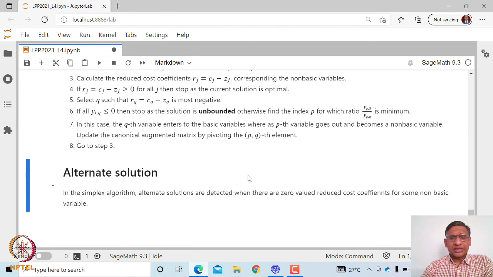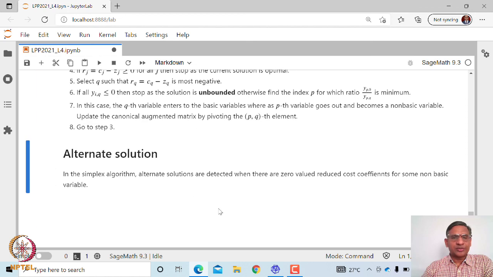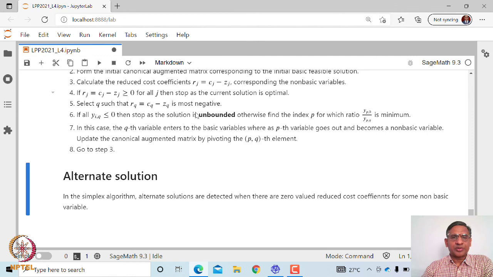Let me also mention that there are other possibilities. We already saw in the case of two variables that there are problems in which you have alternate solutions, where many solutions are possible. There are problems which are unbounded; that example also we saw. So in this simplex algorithm, you can decide when the problem is unbounded. That is, once you know the incoming variable, if all the entries in that incoming column are negative, then the problem is unbounded.